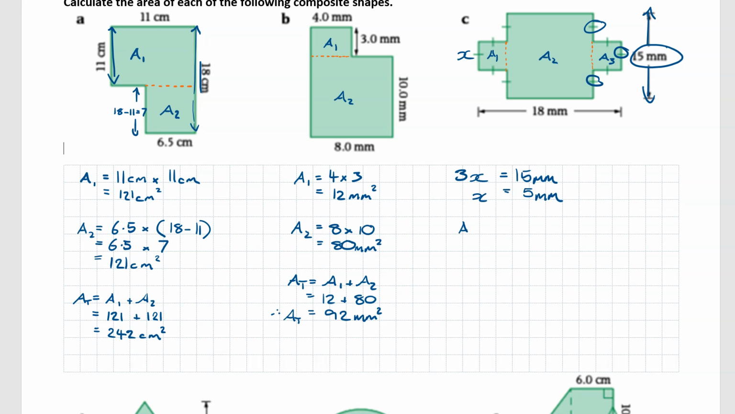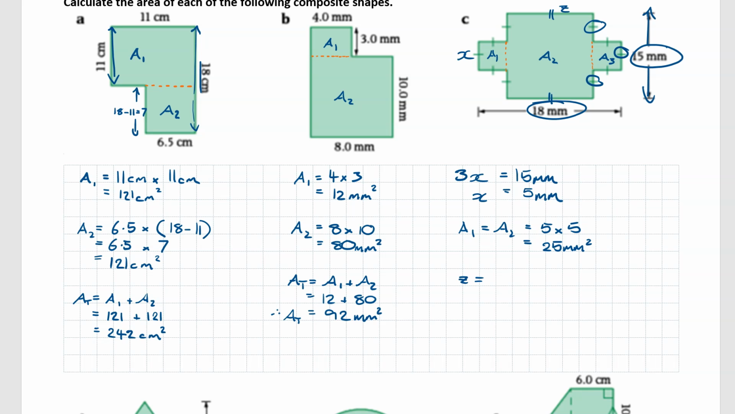What we're going to find is that A1 is equal to A2, which is 5 times 5, and therefore that will equal 25 millimeters squared. And then we have to deal with this one here. So what we're going to get is, we'll call this side length here Z.